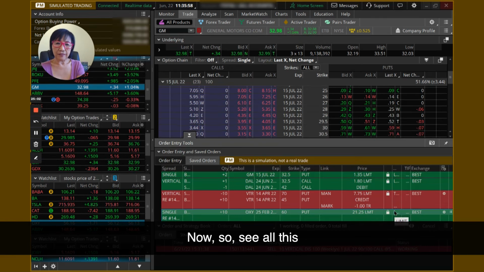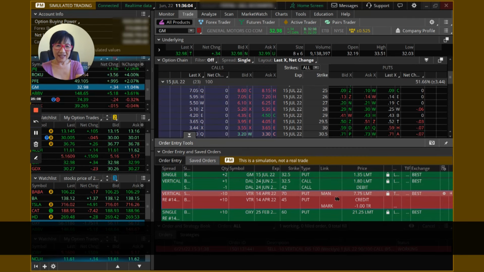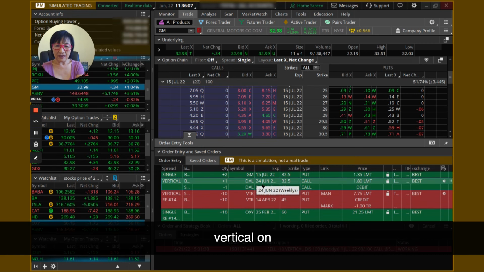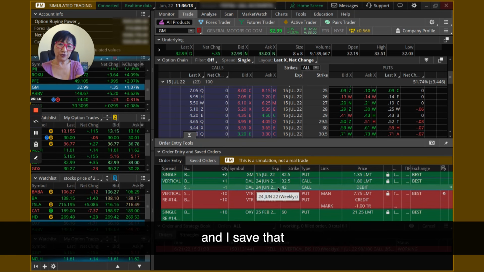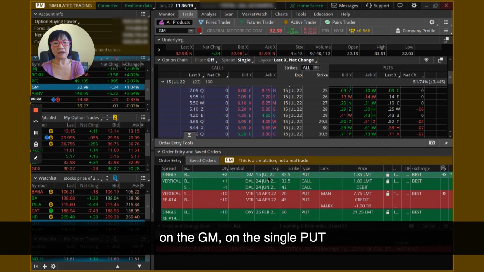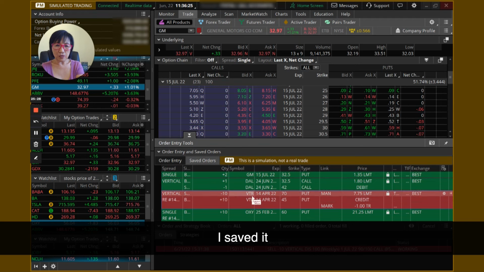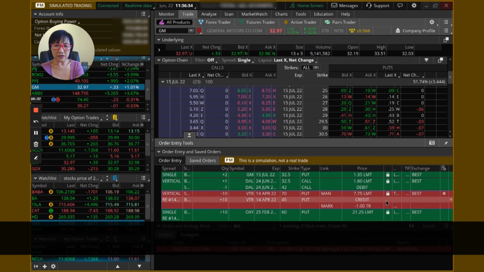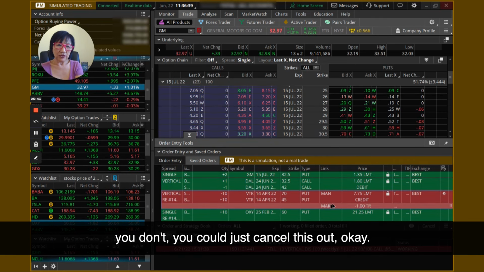Now, see all these trades that I have saved here, right? I have a vertical on Delta that's expiring on the 24th of June, and I saved that. And this is one I just saved, expiring on the 15th of July on the GM, on the single put. I saved that. This one, I saved it, but it's past April 14th. And so you could just leave it or you could just delete it. And this one is way from Oxy. So this, you could just cancel out.